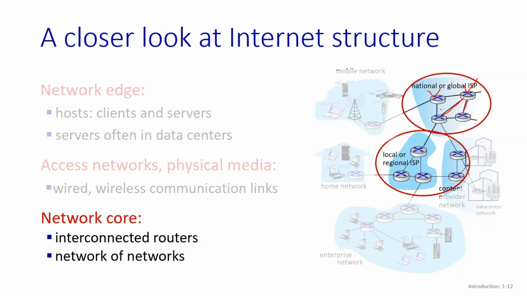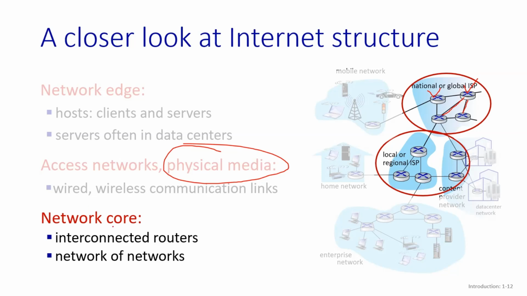These routers are physically connected together using physical media. That physical media can be wired, let's say coaxial cables or copper wires, or these links can be wireless, for example, WLAN.